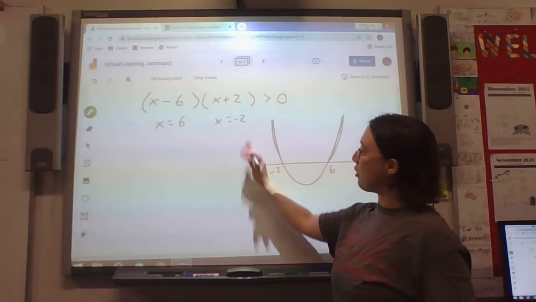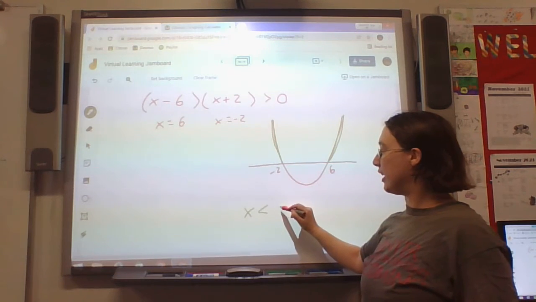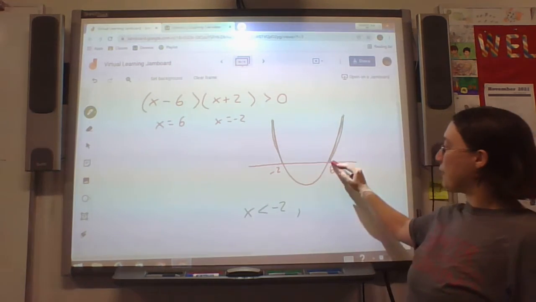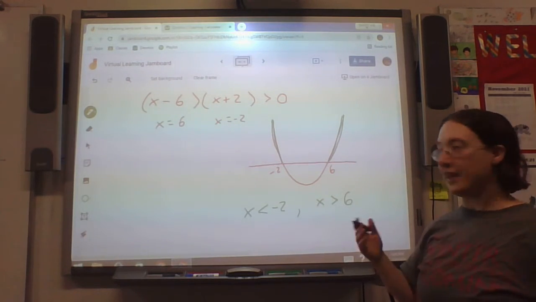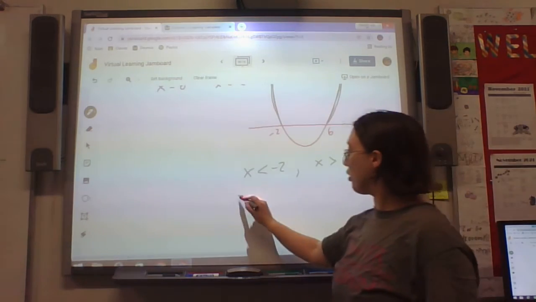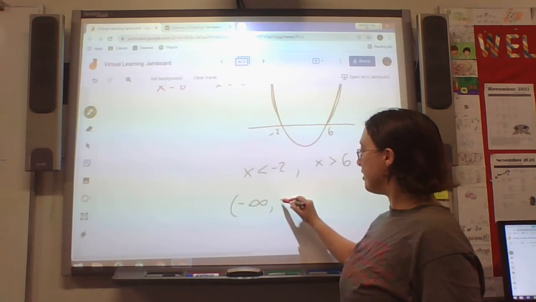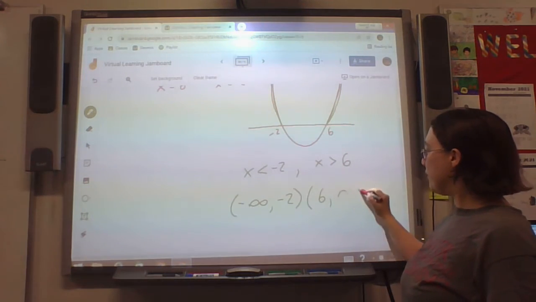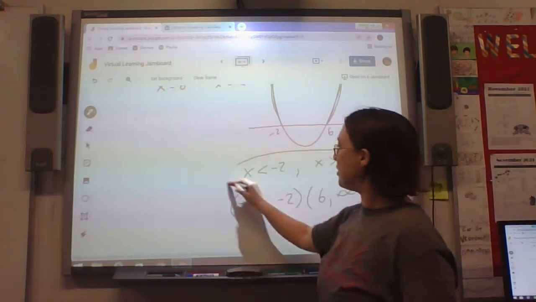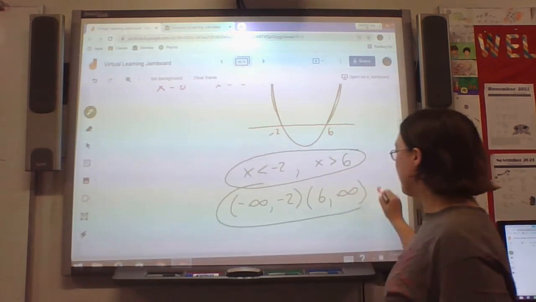So we've got this first part where x is less than negative 2, and this other part where x is greater than 6. Or again, if you want that in interval notation, you could also write that as negative infinity to negative 2 and 6 up to infinity. So I'm not going to be picky about the notation there, either this or this, either one's fine.